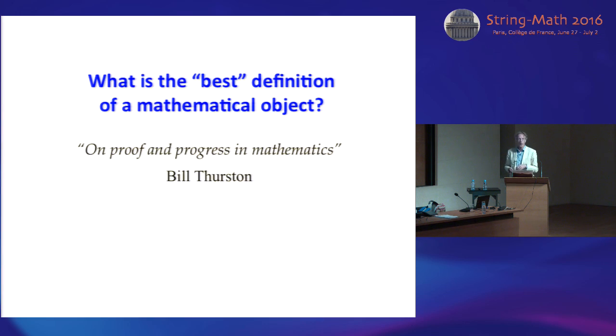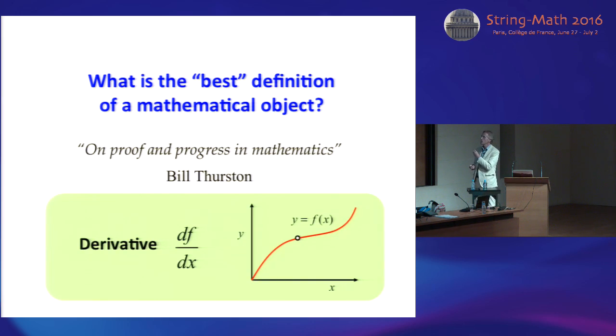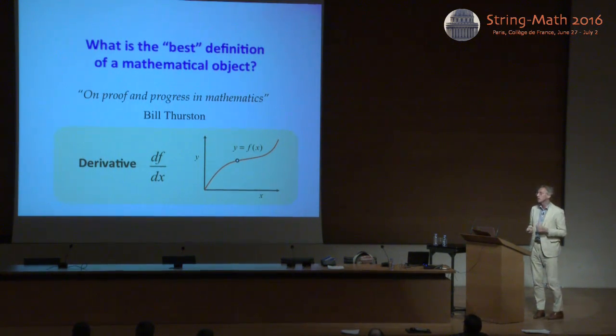Now, this is kind of a question of framing and what's the best way to understand. And this is a wonderful paper by Bill Thurston that I really recommend on proof and progress. And he asked this question. He asked, take, for instance, a very simple mathematical concept. Take the derivative. What is the best way to understand the derivative of a function?